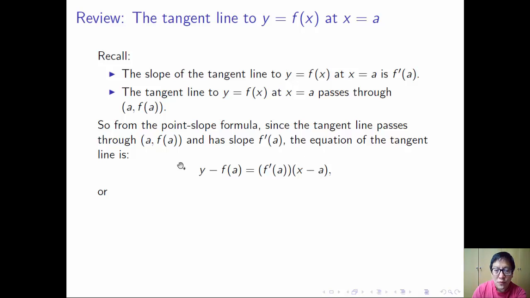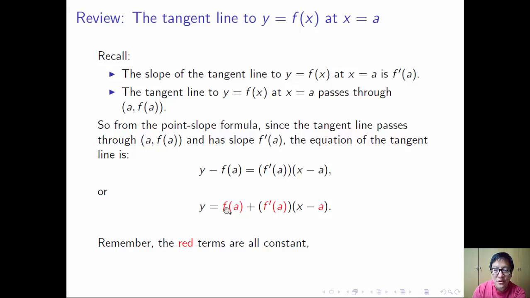Or in other words, moving this f of a over to the other side, y is equal to f of a plus f prime of a times x minus a. So there, that's the equation of the tangent line. Remember, these red terms, f of a, f prime of a, and a, those are all constant terms. And so that really is the equation of a line. So the only variables here are y and x.